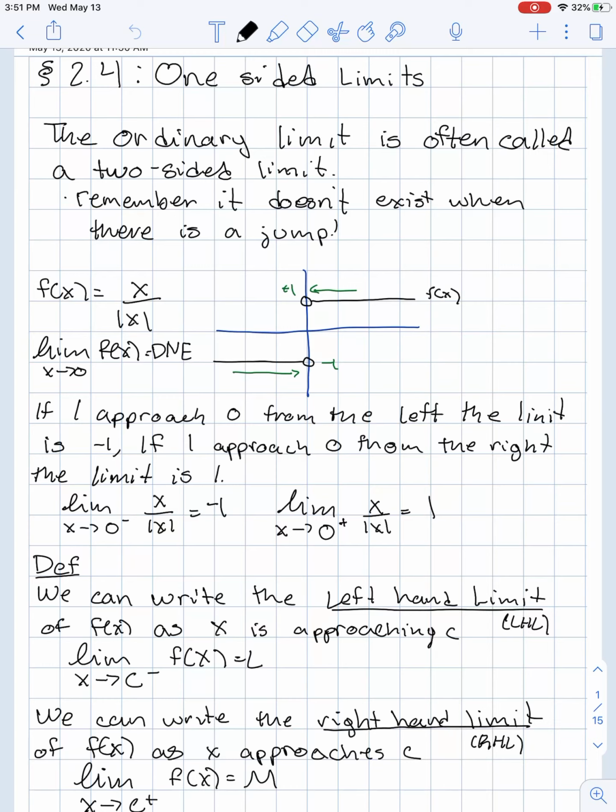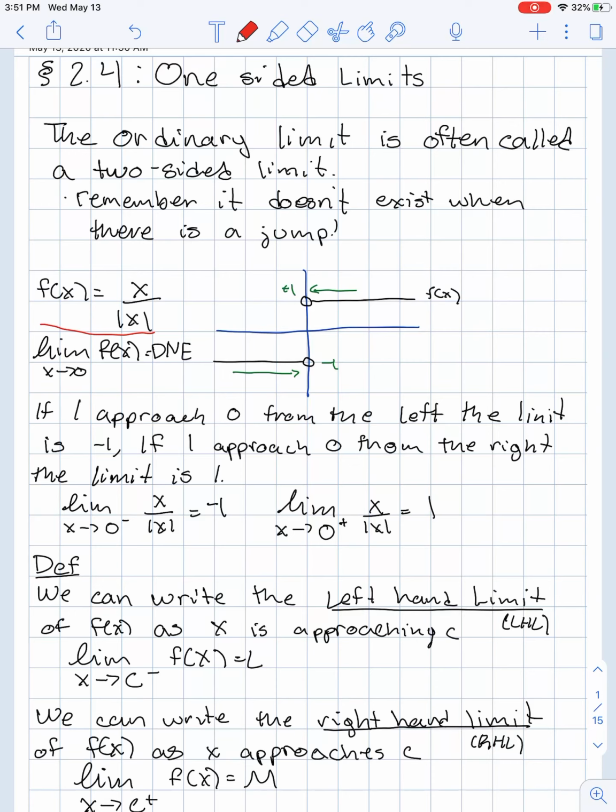So, one-sided limits. We usually call it just the ordinary limit. That guy is just the limit as x goes to some point c. We often call that limit the two-sided limit. Remember, it doesn't exist when there's a jump. So if we consider this function right here, f of x equal to x divided by the absolute value of x, we can look at its graph, and we know that the limit as x goes to 0 doesn't exist because there's this jump, right?